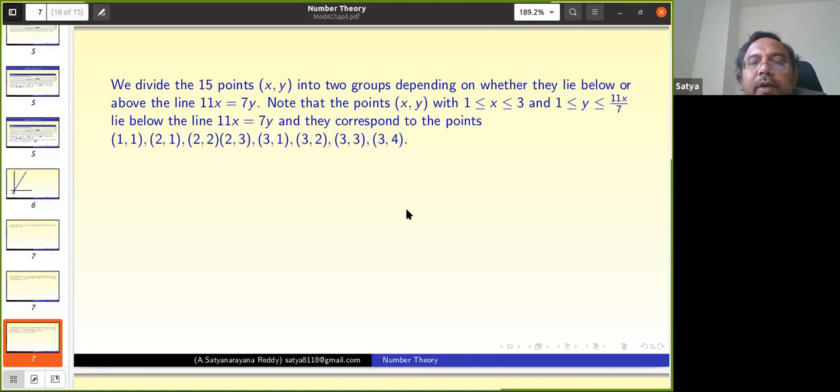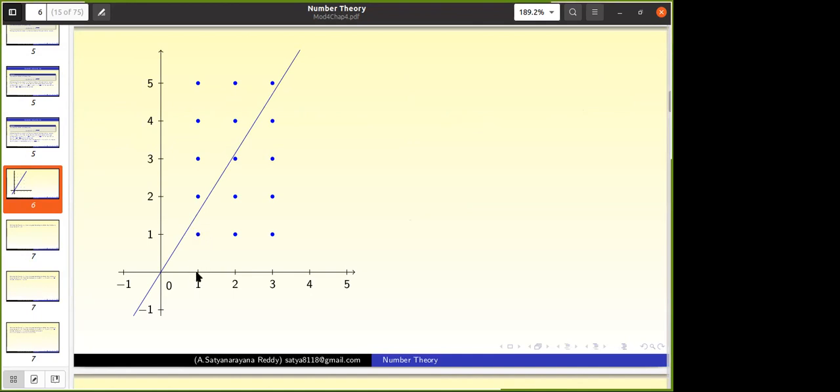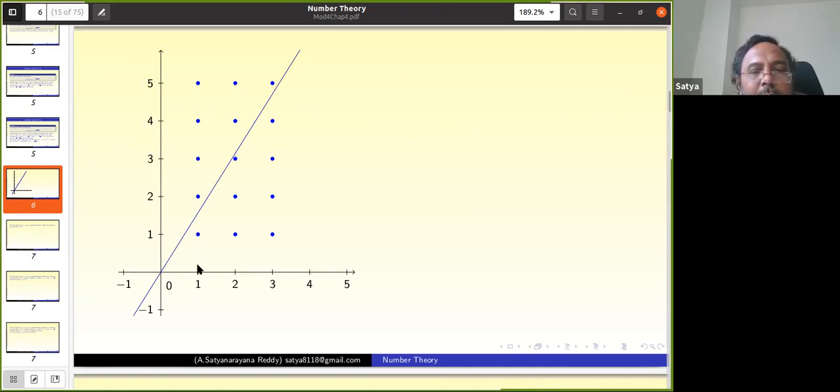So first you take x equal to 1. What is the y value? 11x/7. I'm taking integers only, so (1, 1) will come, right? So you look at here in the graph. I hope you are able to see that. My cursor is visible, Kathy? Yes, sir, cursor is also okay. So here I fixed x equal to 1 and I'm moving this way.